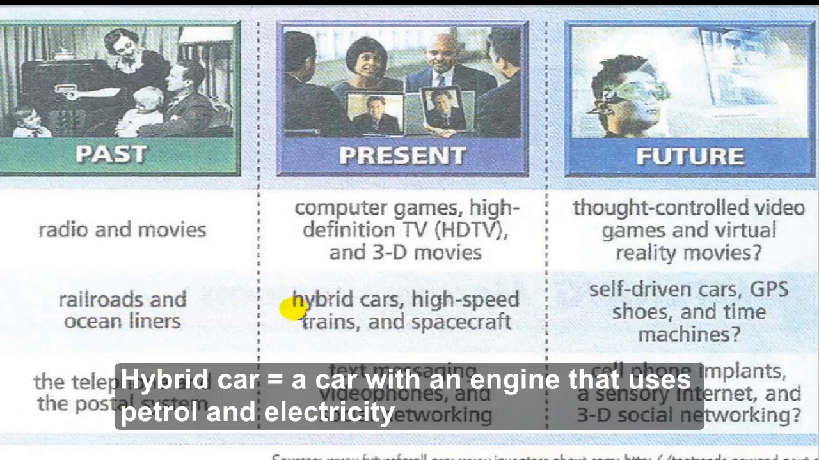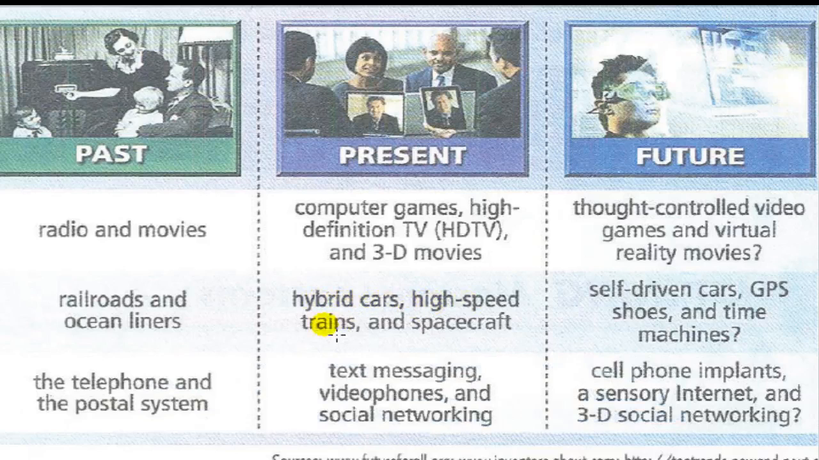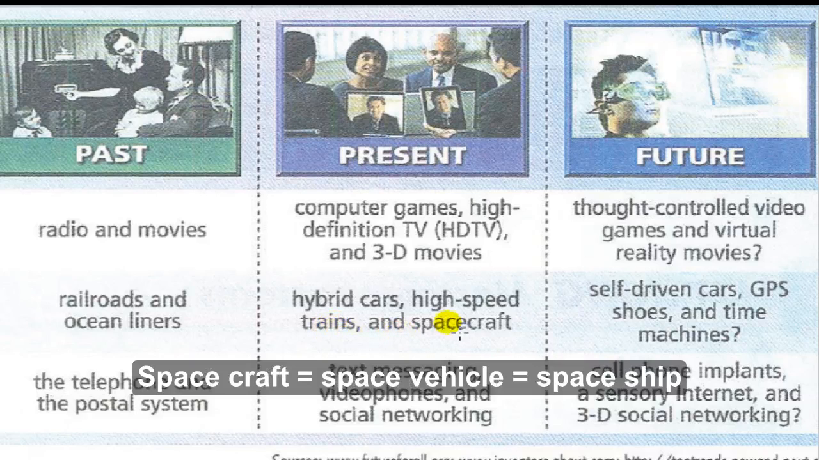In the present, nowadays, we have hybrid cars, high-speed trains, and spacecraft. Hybrid cars, this car has a motor that can use electricity. These cars use electricity. High-speed trains go at high speed, 1,000 kilometers per hour. Spaceship.